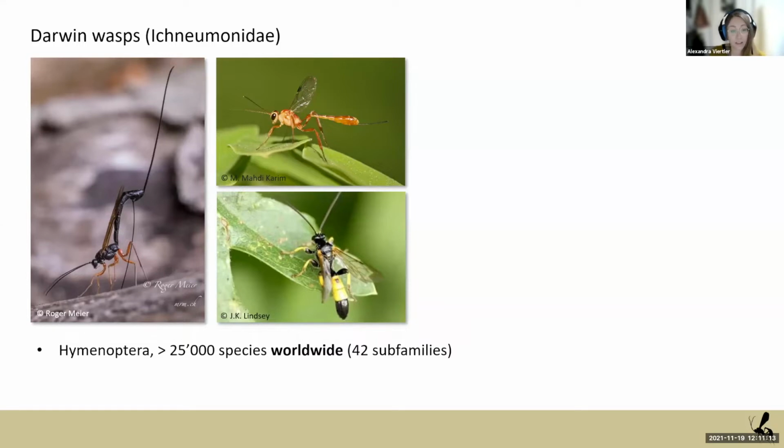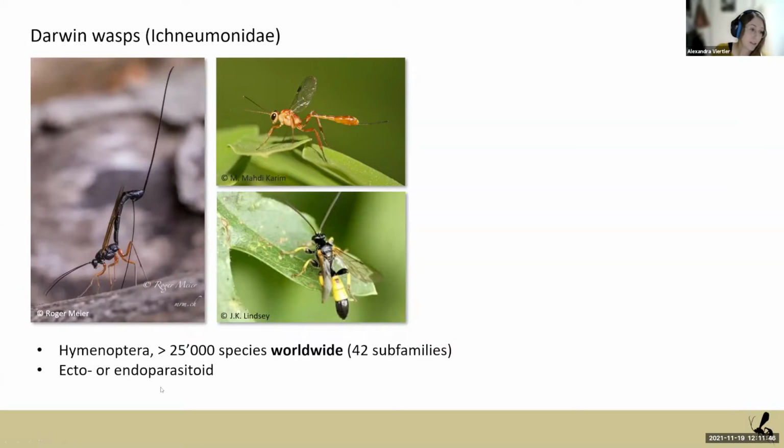And they are divided into 42 different subfamilies. They don't vary only in color or color pattern, as you see in those 3 pictures, but also in size. We have wasps that are 2 millimeters tiny, and we have 5-6 centimeters long wasps as well. And you see here in the left picture, you have a very long ovipositor. The ovipositor is some kind of stinger for laying eggs.